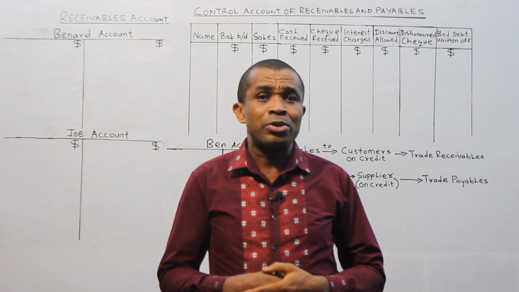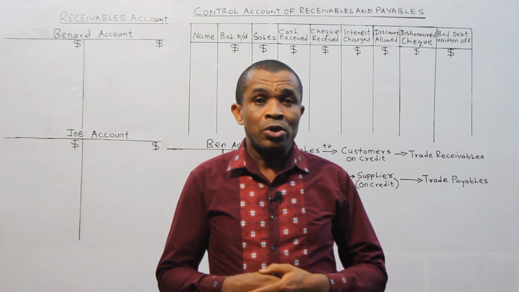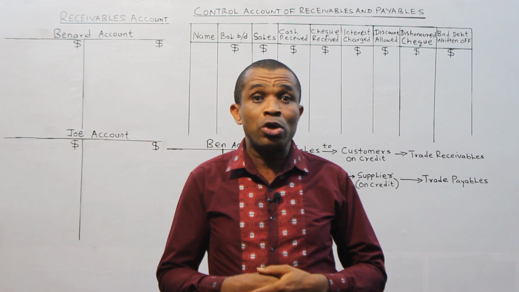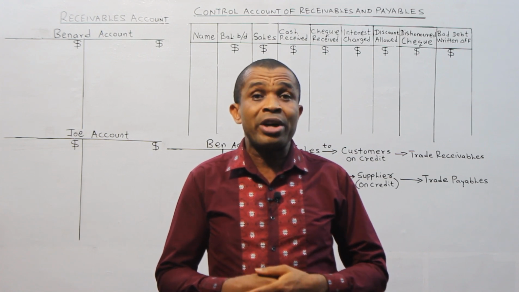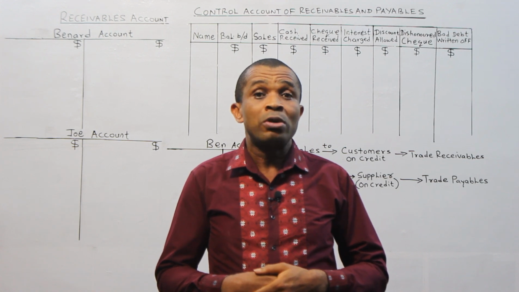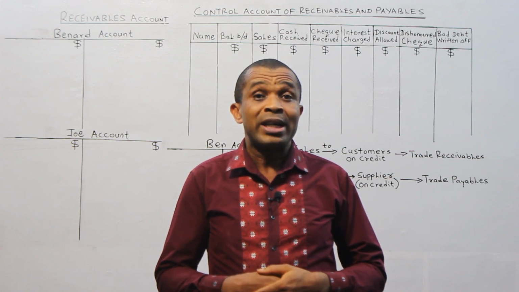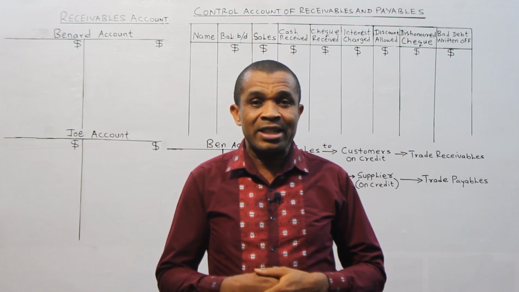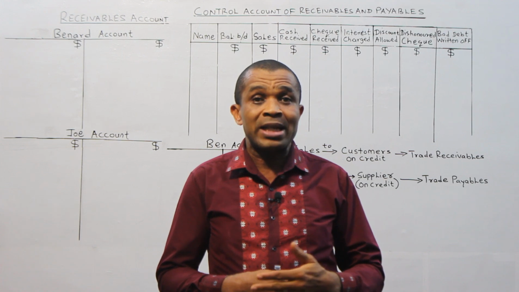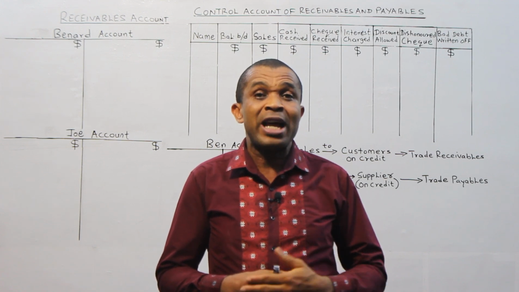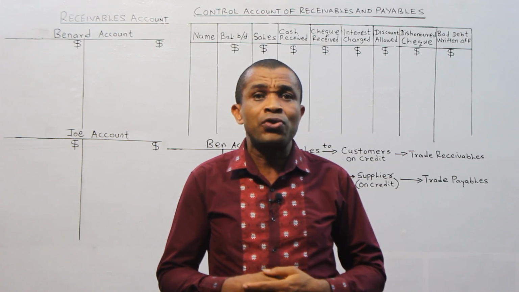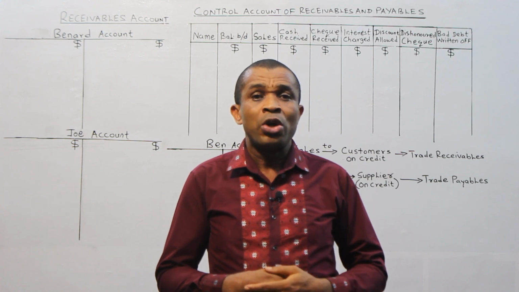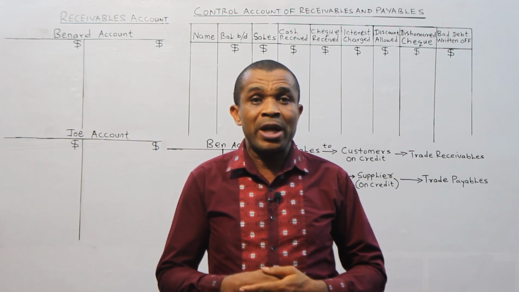When we talk about receivables, we refer to debtors, those people that our business sold goods to on credit. That means no cash or check was used during the transaction. Also, when we refer to payables, we refer to creditors, those people that we purchase goods from on credit. When we sell goods to customers and they don't pay, we refer to them as receivables or trade receivables. And when we purchase goods from suppliers without paying them, we refer to them as trade payables.